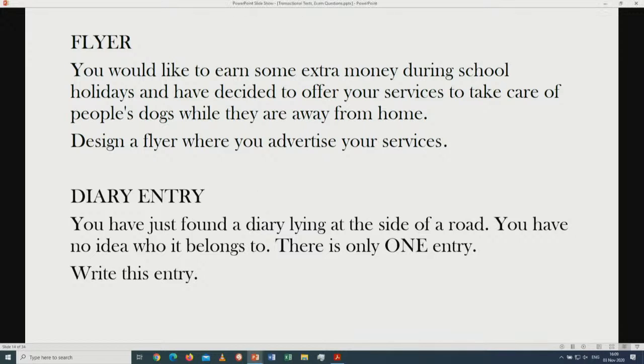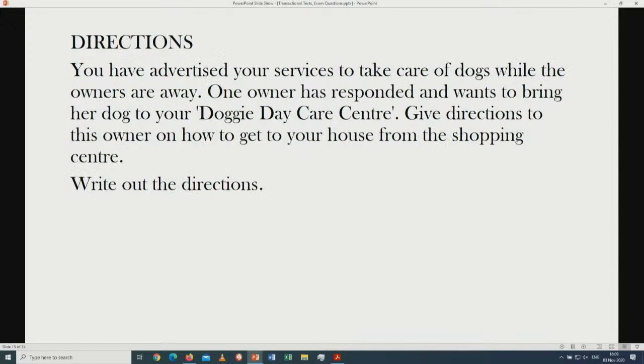Oops, I'm clicking in the wrong place again. Sorry about that. Okay, directions. Okay, again, advertise to take care of dogs while the owners are away. Someone wants to bring her dog to your doggy daycare center. Write directions to the owner on how to get to your house from the shopping center. Now, you see here what the problem is. Everybody lives in different places. The shopping centers are in different places. You may not even have a shopping center close to your house, so you'd have to make something up. But anyway, it's a valid question.